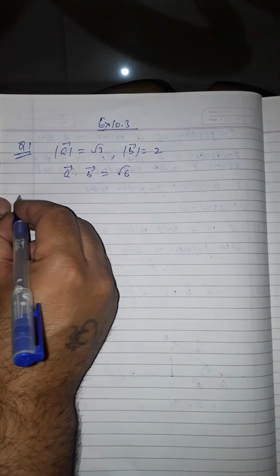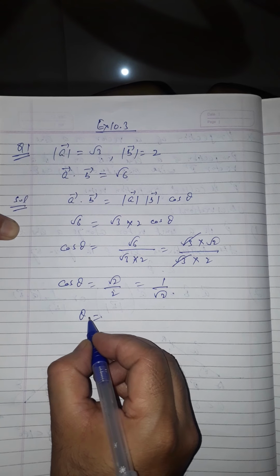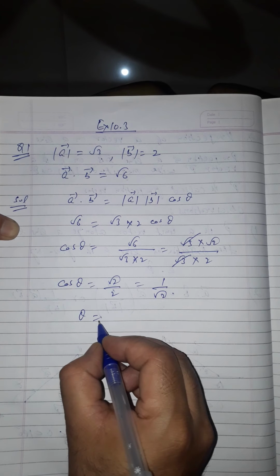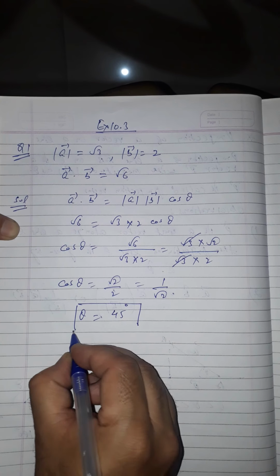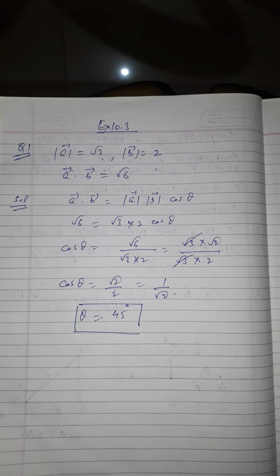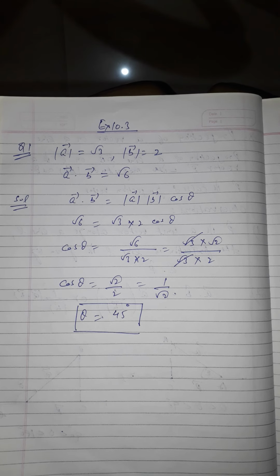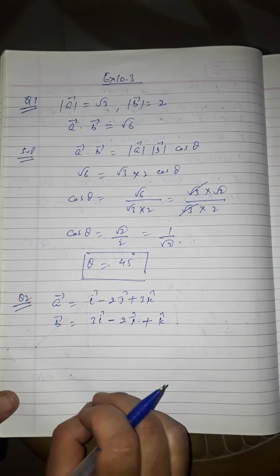Root 6 can be written as under root 3 into under root 2, upon under root 3 into 2. So it will cancel out. Now this cos theta is equal to under root 2 by 2. This can be written as 1 by root 2, and we know that cos theta is equal to 1 by root 2 when theta is equal to 45 degrees. So therefore students, your answer is theta equal to 45 degrees.